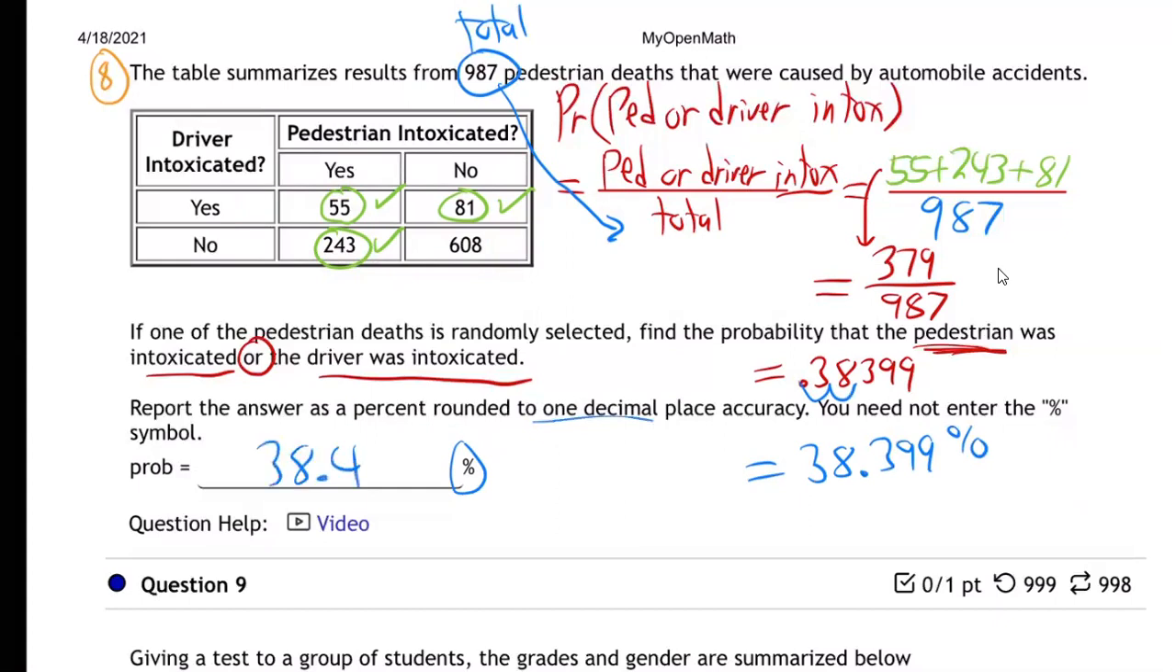So 38.4% chance. So in other words, among all these cases in which a pedestrian died in an automobile accident, in 38.4% of the cases, somebody was drunk, either the pedestrian or the driver. Somebody. So alcohol was involved, where somebody was actually intoxicated in 38.4% of the cases. So if you grab one of these cases at random, the chance you're going to get one where somebody was drunk, either the driver or the pedestrian, is a 38.4% chance. There we go.